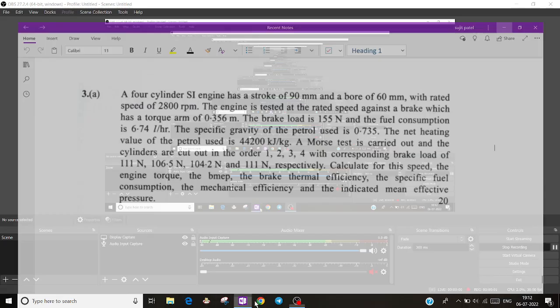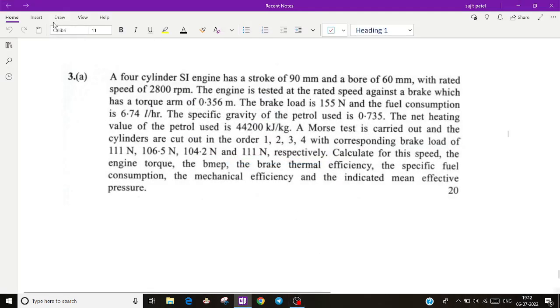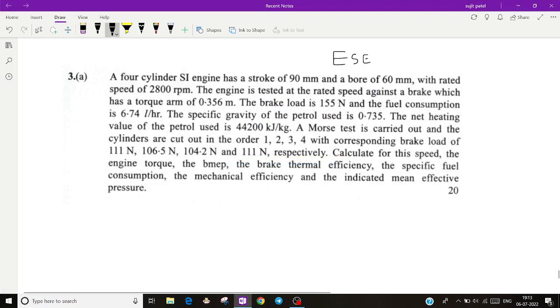Hello everyone and welcome to MacTech 14, and today we are going to solve one question of Engineering Services 2022, that means the recent paper, and this is question number 3A from Paper 1. This is a very fantastic question which is considering all the formulas related to testing of IC engine. So I'm directly starting solving.